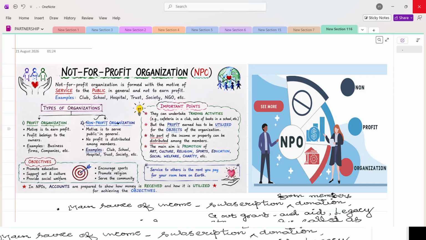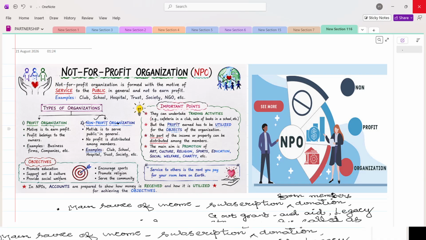Okay. Now, in a profit organization, whatever profit is earned will be taken by the proprietor or owner. But here, profit distribution is prohibited. It is not distributed among the members. There he is called an owner; here they are called members. Examples of profit organizations are business firms and companies. In companies, the profit is distributed in the name of dividend to all its shareholders, who are the owners of the company. Here the examples are club, school, hospital, not a private hospital, trust, society, etc.